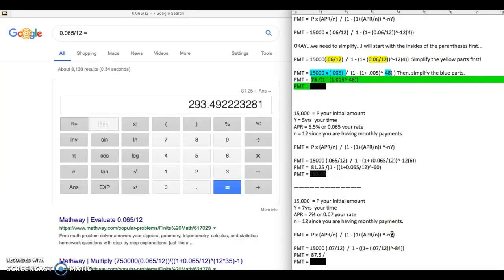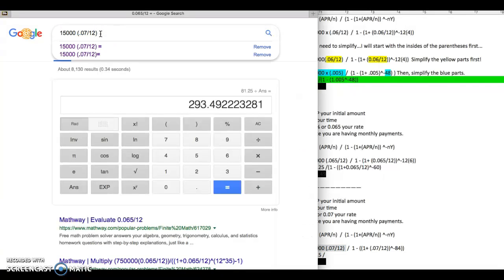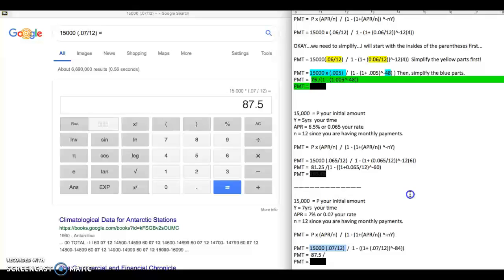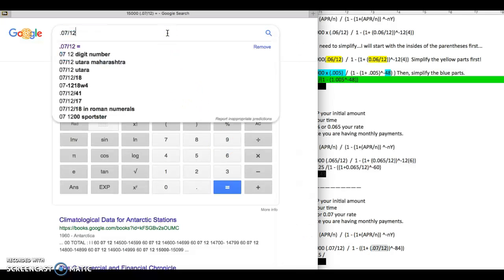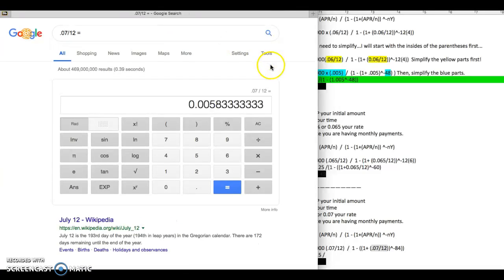Okay, and we are going to go through this problem here. My top is 15,000 times my APR divided by 12. So in it goes to my calculator. I hit equals, and I get 87.5. That's my nice numerator value. Then the innermost part of the parentheses is 0.07 divided by 12. I grab him. Up he goes here, equals, okay? 0.00583. You could write that down, but I'm just going to keep going here because I can do it faster on the calculator and not have to lose any numbers.